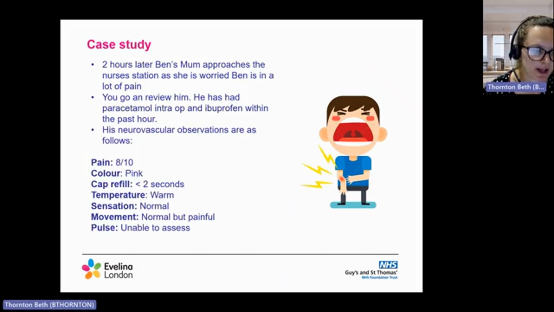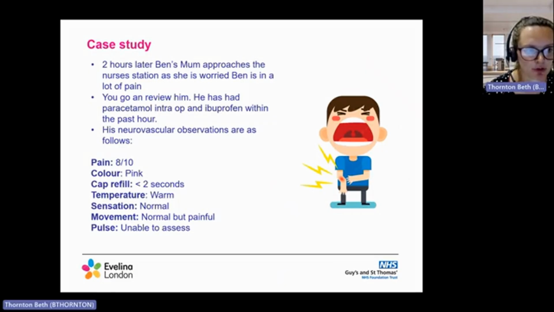His pain is being scored as an 8 out of 10. The colour is still nice and pink, so he's got good perfusion, and the cap refill is less than 2 seconds. The fingers still feel nice and warm. He's got normal sensation. His movement is normal, but he's complaining that it's painful when he does move, so he's very reluctant to do it, and you're still unable to assess the pulse.